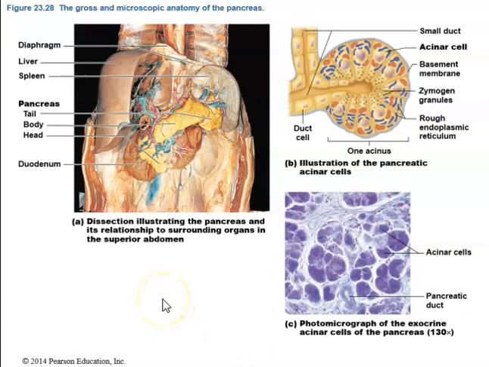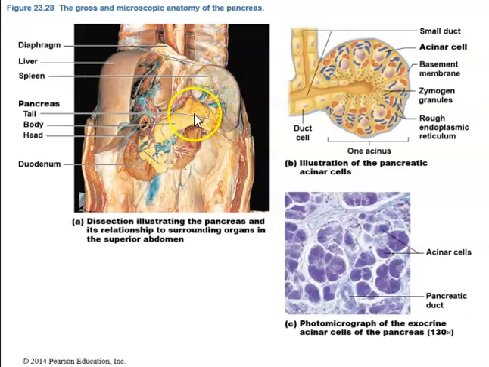Here we see the gross and microscopic anatomy of the pancreas. So we know that the tail of the pancreas abuts the hilum of the spleen. Here is the spleen, and we can see the splenic vessels coming from or going into the hilum of the spleen, and the tail of the pancreas is located there.